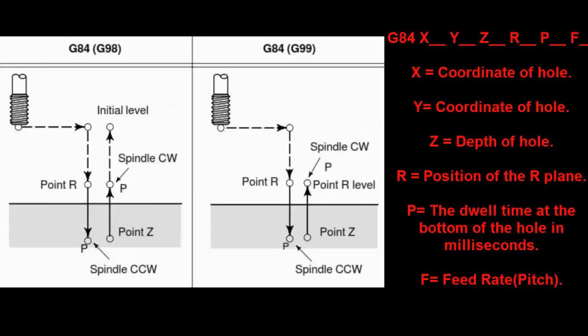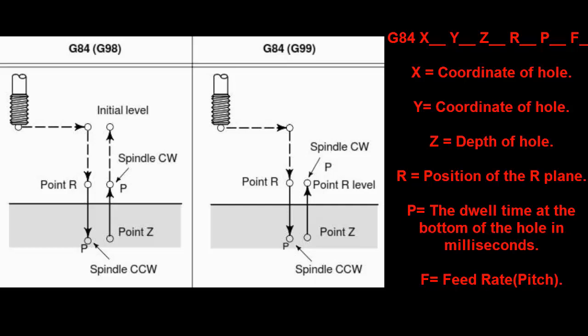G84 tapping cycle parameters. X is the coordinate of the hole. Y is the coordinate of the hole. Z is the total depth of the hole. R is the position of the R plane. P is the dwell time at the bottom of the hole in milliseconds. F is the pitch of the thread.